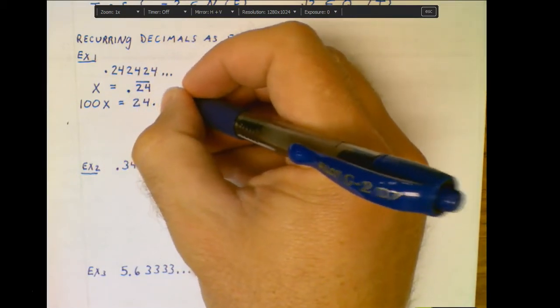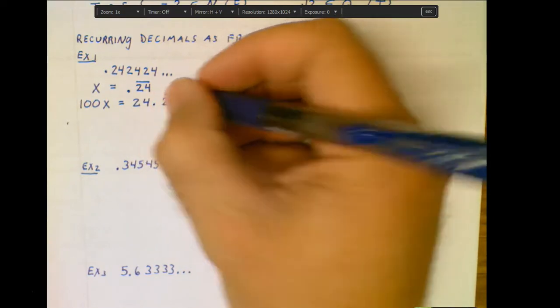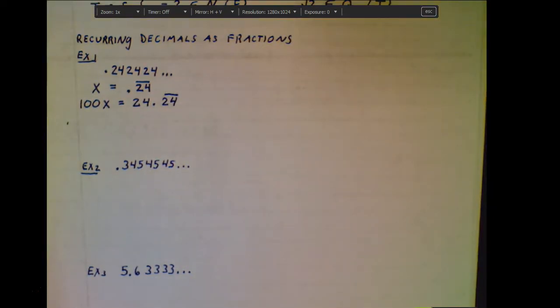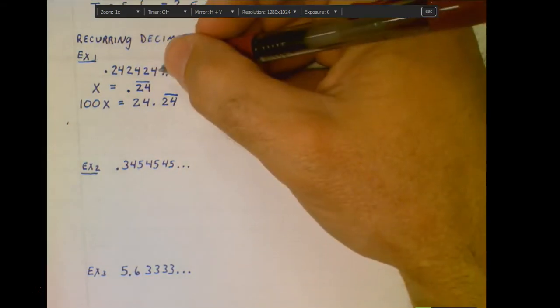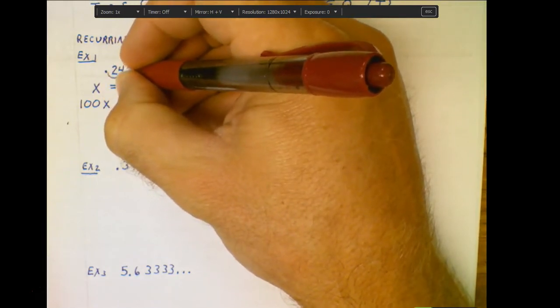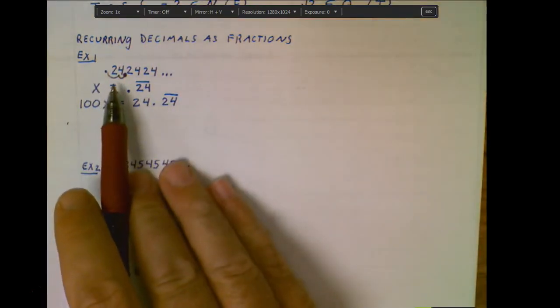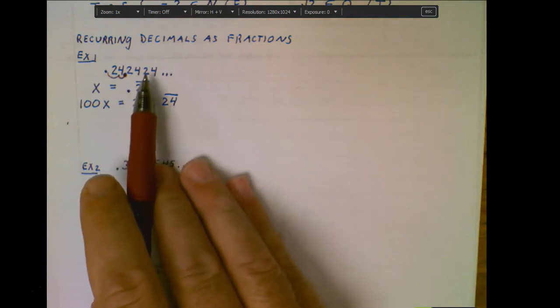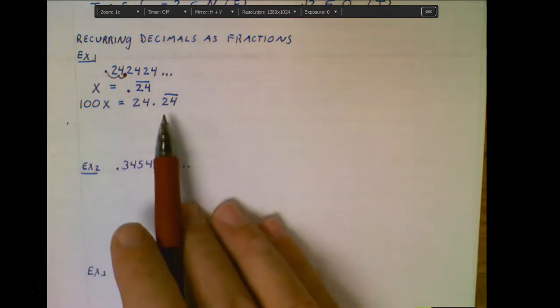So again, I have nothing but 0.24 repeating to the right of the decimal. Because again, it essentially took what you had right here and bumped that decimal over 2 places. So it puts the 24 on the left, and you still have nothing but 0.24 repeating to the right, which is what we have right now.